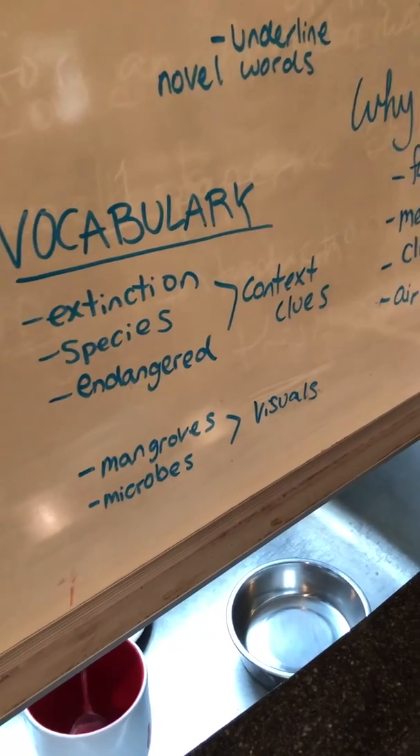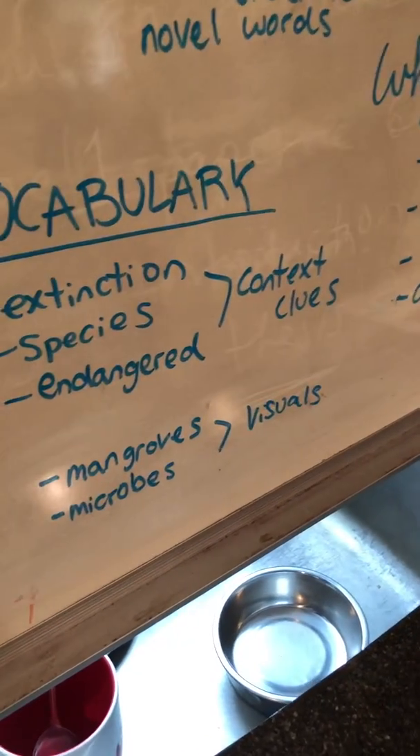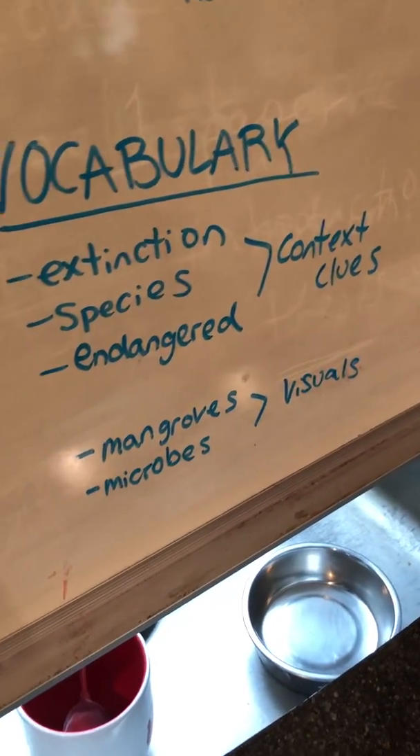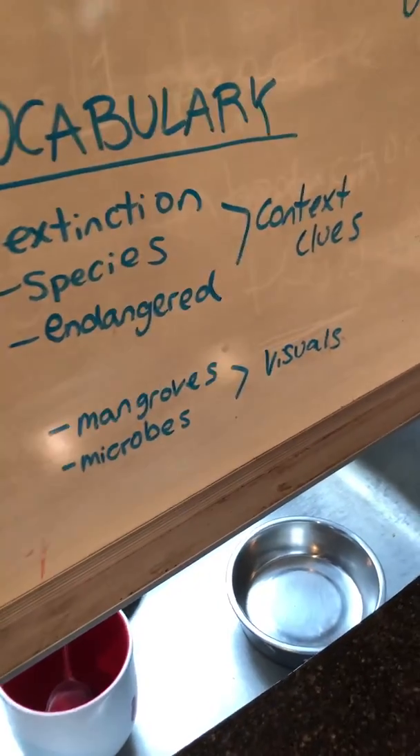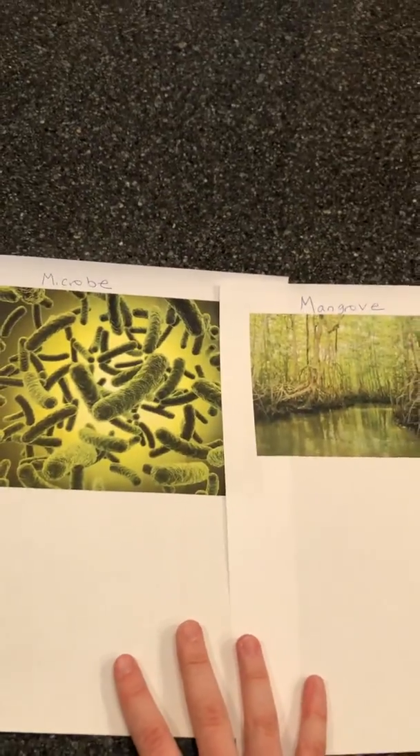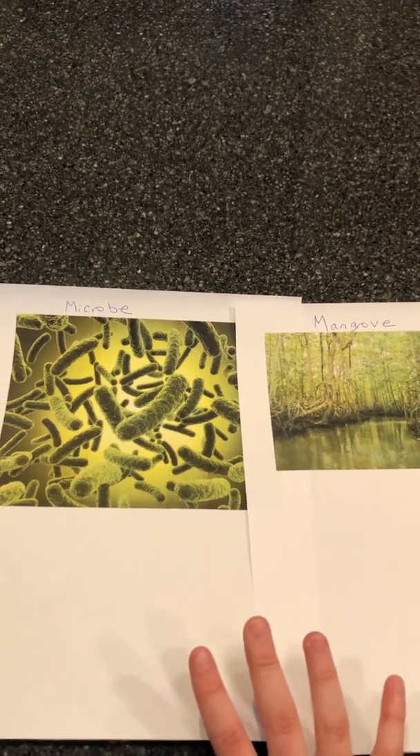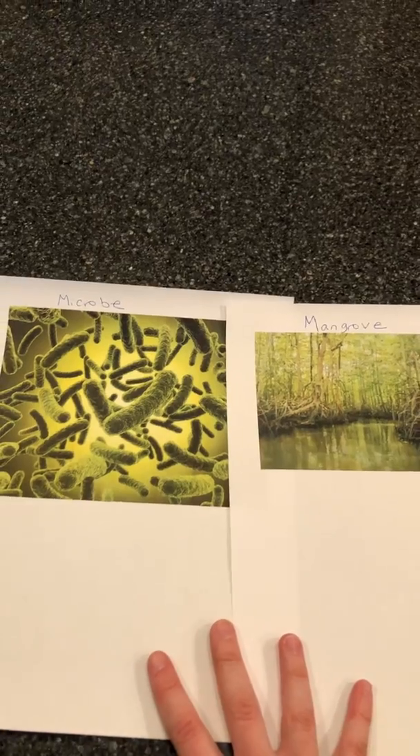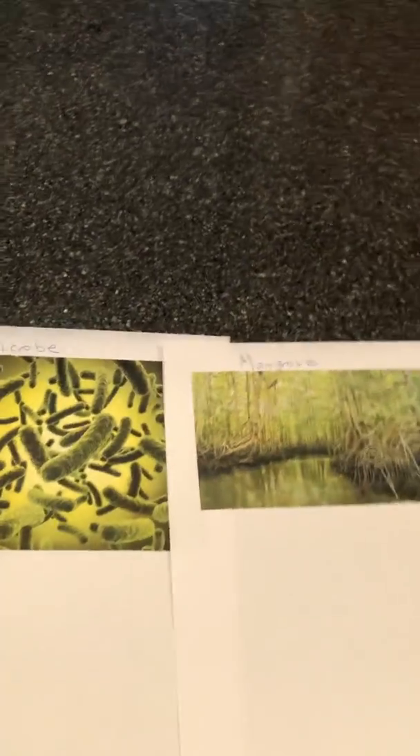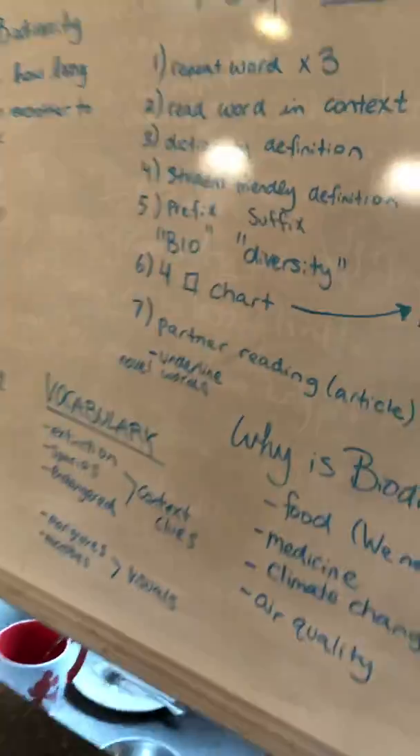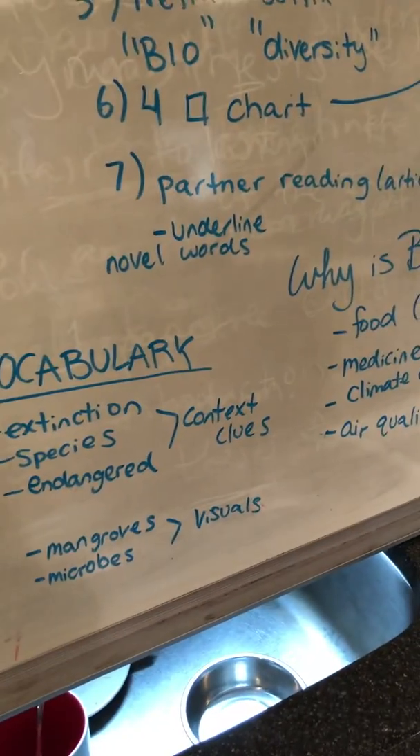And also, two words that I picked out are mangroves and microbes. Those were mentioned in the article, and I actually printed out pictures of mangroves and microbes, some bacteria, and you can hand these out to your students just so they have a better idea of what these things are, because they will likely be unfamiliar to the students. So by anticipating what we think might be unfamiliar to them, we can prepare with some visuals.